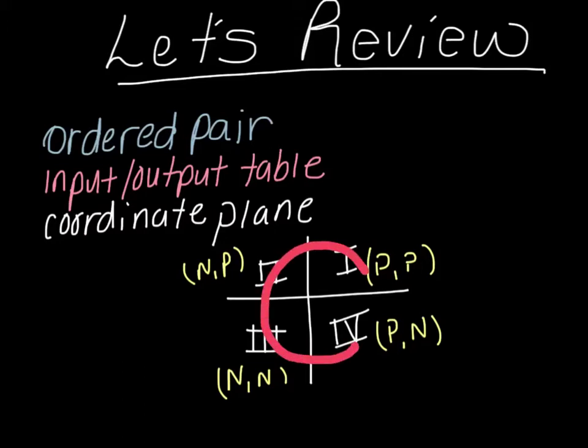So if you start here and draw your C, you know that this is 1 and you're going in the counterclockwise direction. Also note that the coordinates of your ordered pair are positive, positive in the first quadrant, negative, positive in the second quadrant, negative, negative in the third quadrant, and positive, negative in the fourth quadrant.